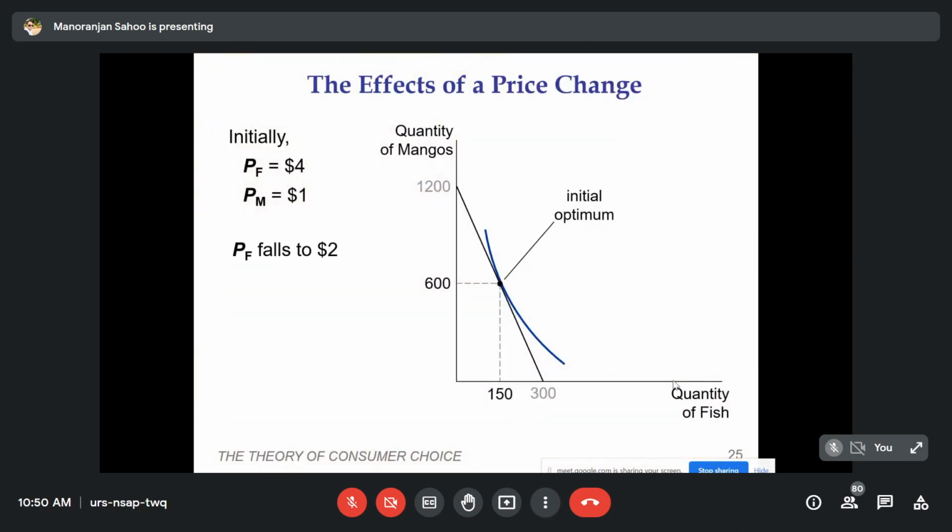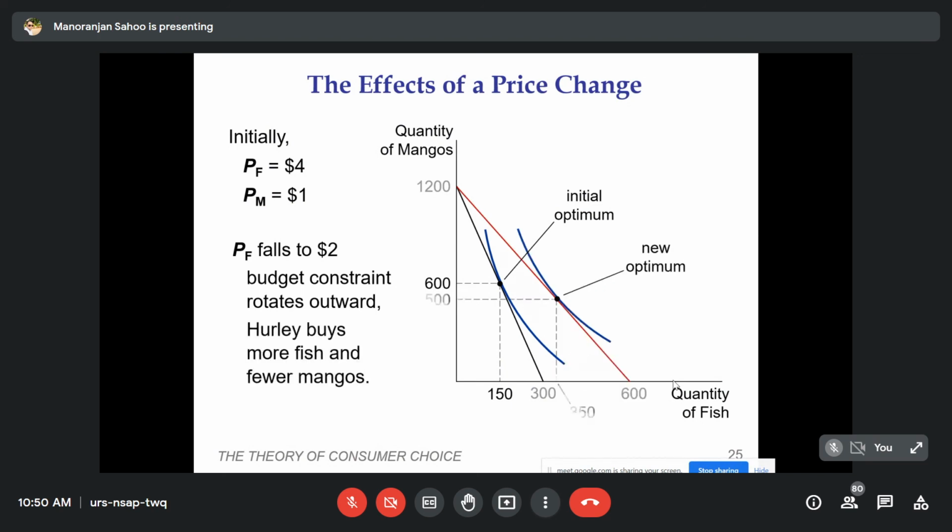This is the last slide. What is the effect of price change? If the price of one commodity declines, then how will it affect the consumption bundle? Now suppose the price of fish was $4, the price of mango was $1. Now if the price of fish reduces to $2, what will happen? The consumer obviously will purchase more fish, because fish becomes cheaper, is it not?